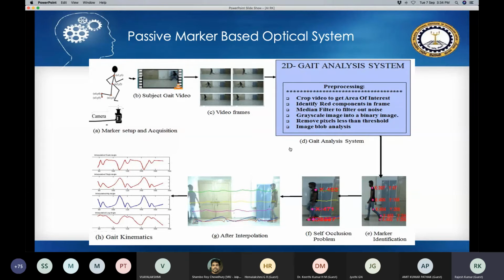We started with passive markers, and then we compared with the active markers, performed certain experiments in dedicated laboratories, and then we shifted from that to markerless, so that we just take a video image, and from there we can get the signatures. And these signatures have very interesting features.